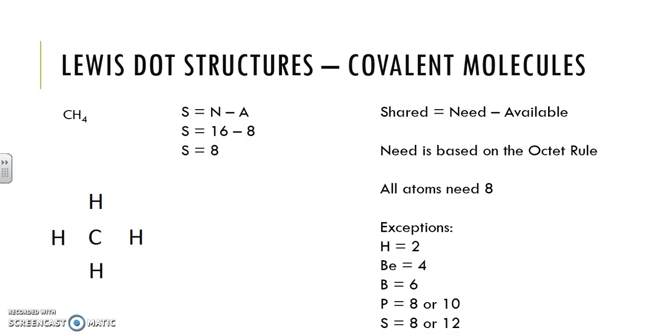Now this is going to help us determine how many bonds that we need to draw in. In a bond, 2 electrons are shared. So if I know how many total electrons I'm sharing and divide that by 2, I should find out how many bonds I'm required to draw. In this case, that would be 4. So I'm going to go ahead and draw in my 4 bonds, and here they are.